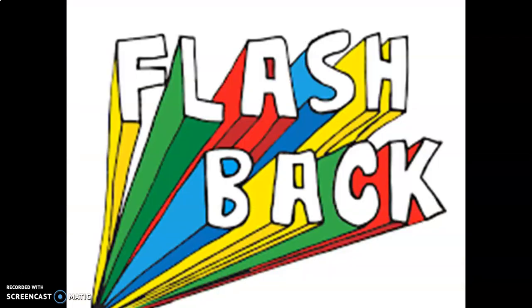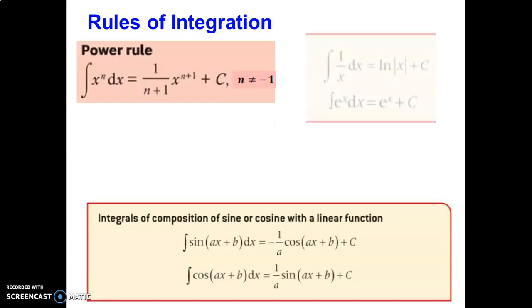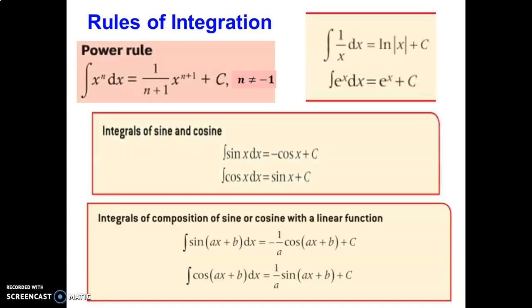Let's flash back real quick and remind ourselves of the rules of integration we should know. These are the rules we've seen in recent lessons. We have the power rule, we have the rule about 1 over x being ln x, the integral of e to the x, and then the integrals with sine and cosine. These are all things we've looked at in detail in the previous lessons, but just reminding you, these are the things we're going to use in this lesson as well.